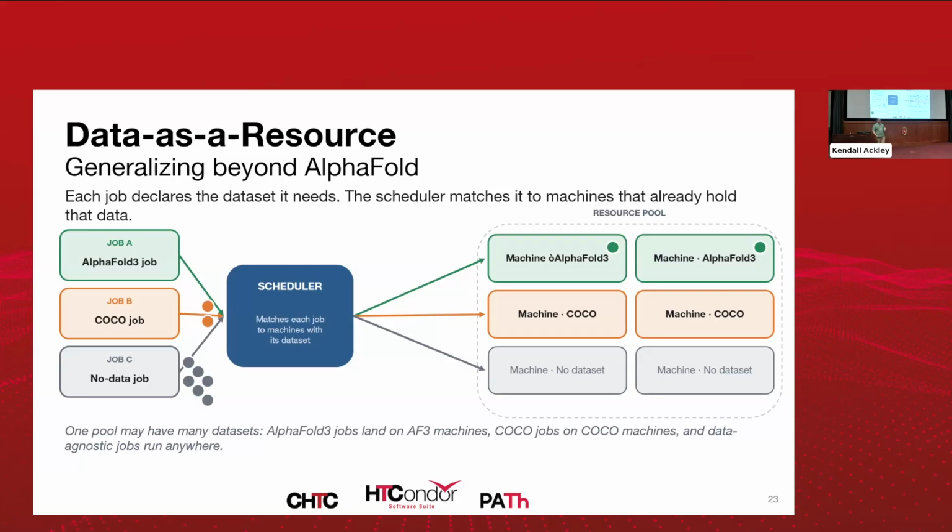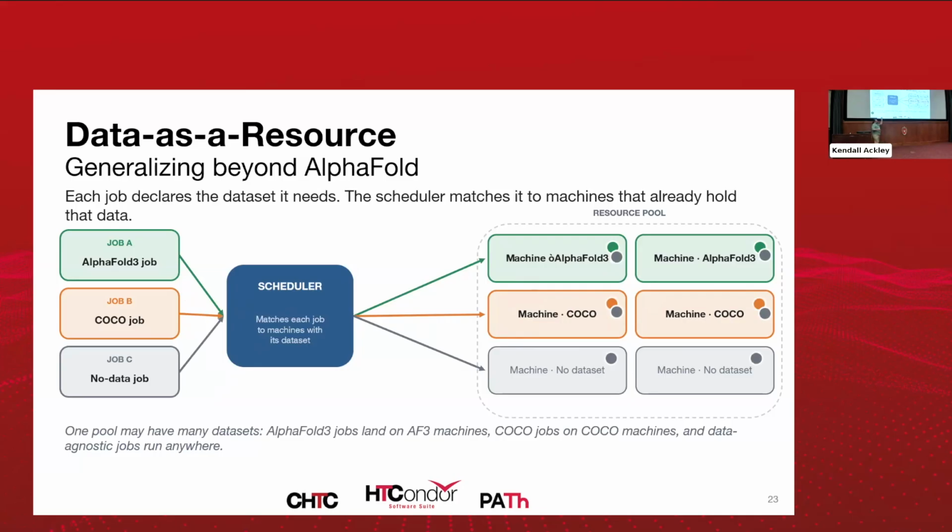I'll send it over there. Let's say you're running COCO, an object classifier, and you need the COCO data set. You'll send it over to the machines that have COCO. Now you have a bunch of jobs from a researcher that says, hey, I don't need any data set. I'm cool to run anywhere. Send it to the scheduler, and the scheduler will send it to any of these machines.